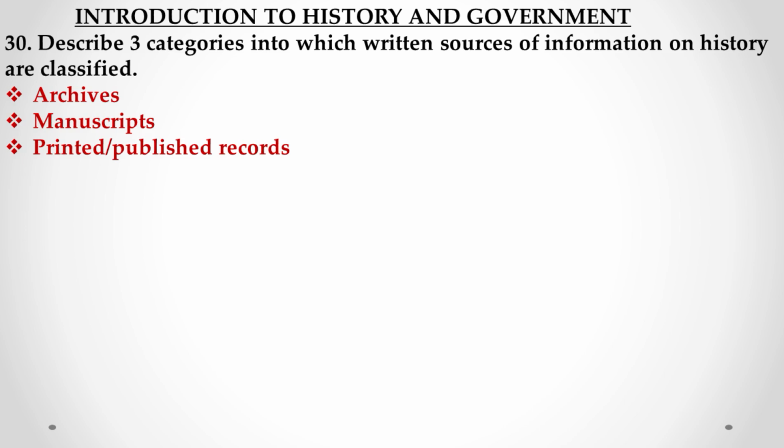Question 30. Describe the categories into which written sources of information on history are classified. We have archives, we have manuscripts, we have printed or published records. Question 31. Identify 2 major forms of early manuscripts. We have stone tablets and scrolls.